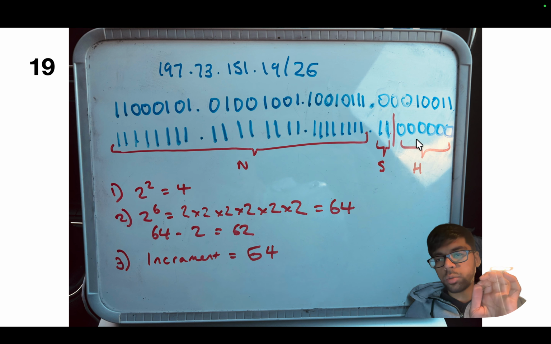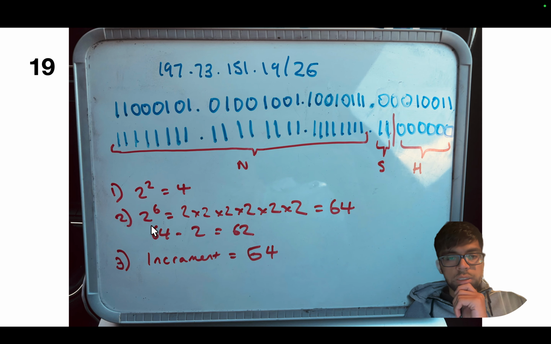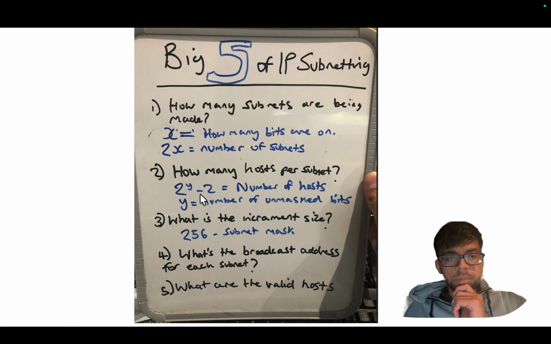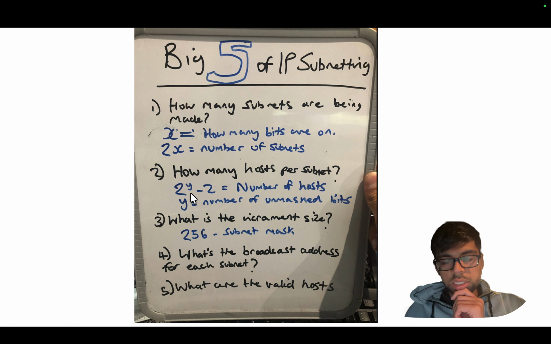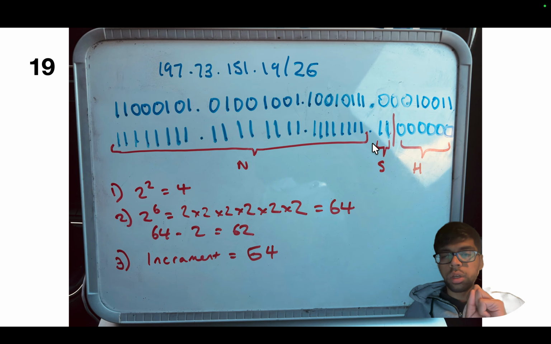Now let's look at the host portion. There's 6 zeros here. So now we need 2 to the power of the number of unmasked bits. In this case, it's 6 unmasked bits, so that's 2 to the power of 6 minus 2. Why are we doing minus 2? Because one IP address needs to be reserved for the subnet ID, and the other needs to be reserved for the broadcast IP address. So what we're doing here is 2 to the power of 6.